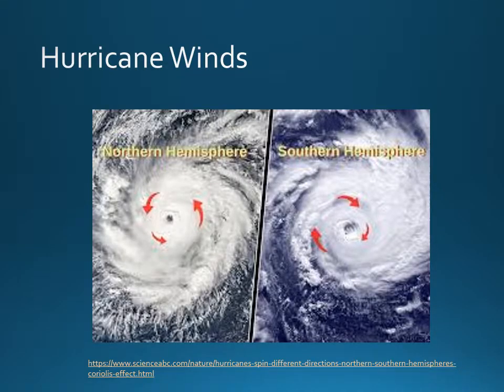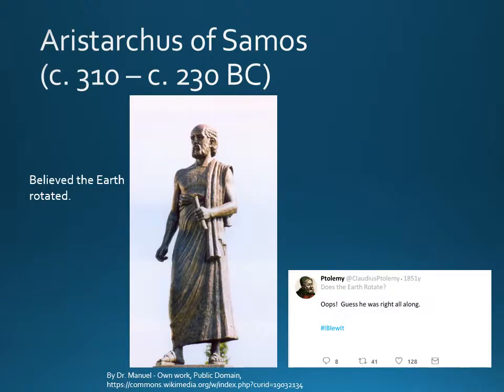In the northern hemisphere, the circulation of winds around a low pressure system is counterclockwise. In the southern hemisphere, the circulation of winds around a low pressure system is clockwise. So with the evidence presented, it seems that Aristarchus was right all along.